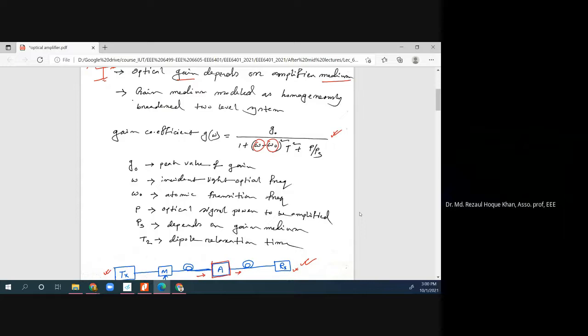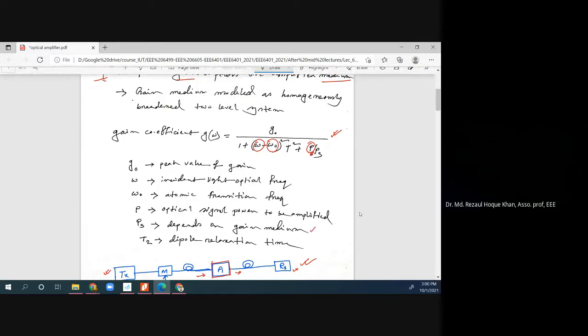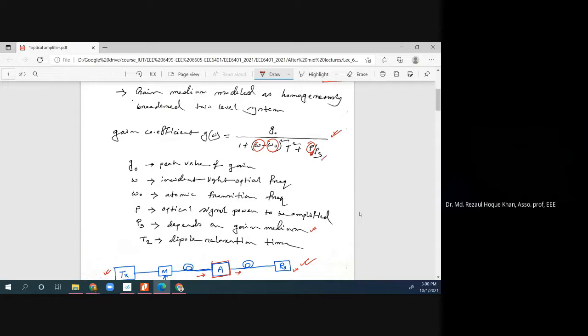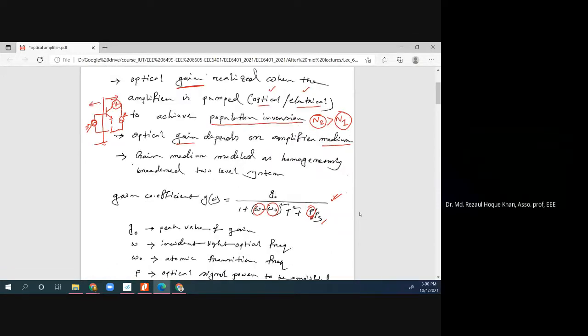Now P is the signal, or P_I. We can also write it as P in, the input signal that should be amplified. And P_S is the gained, amplified signal, which depends on the gain medium. Okay, so this is a fundamental equation.